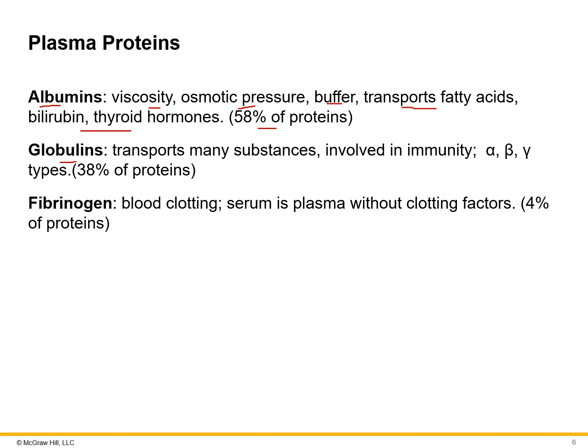Globulins, these are involved in transporting lots of different substances. It's involved in our immune system, and there are 3 different types.